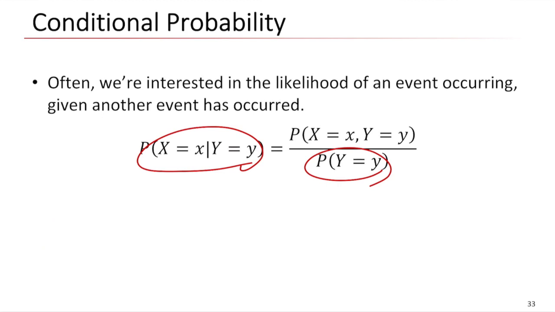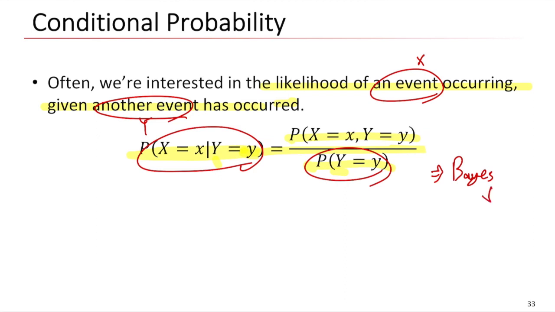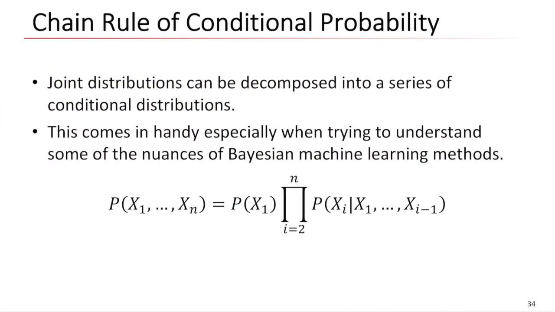So what is the conditional probability? We are interested in the likelihood of an event occurring given that another event is occurring. In this case, one event will be X, and another event will be Y. So the conditional probability of X given Y is equal to P of X and Y over P of Y, like that. This is the conditional probability. This is the heart of Bayesian theory, or the Bayes theorem. We will cover this part in a later course.